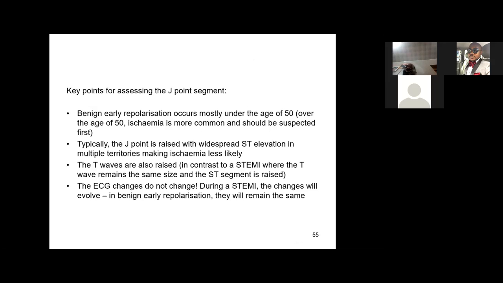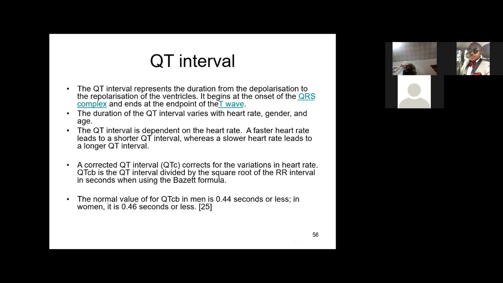So that's it again. The QT interval represents the duration from the depolarization to the repolarization of the ventricles. It begins at the onset of the QRS complex and ends at the endpoint of the T wave. The duration of the QT interval varies with heart rate, gender, and age. The QT interval is dependent on the heart rate. A faster heart rate leads to a shorter QT interval, a slower heart rate, a longer QT interval.